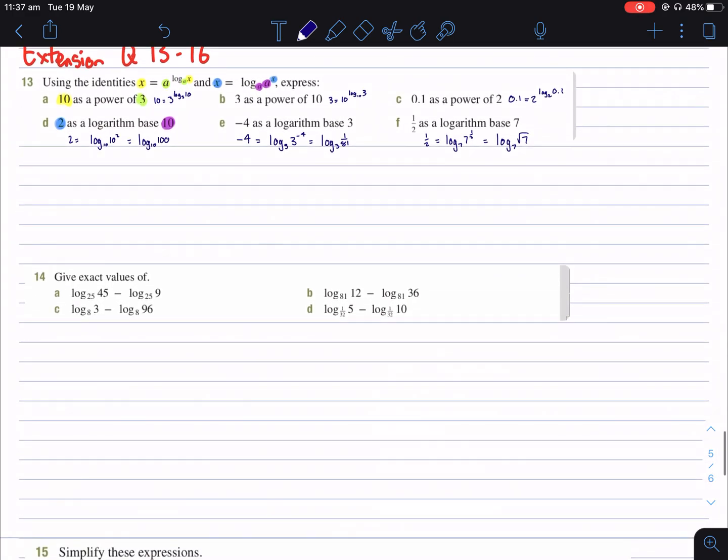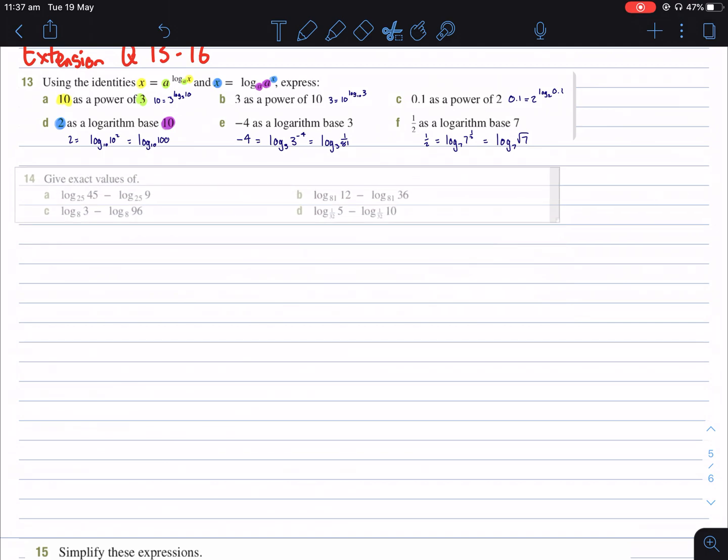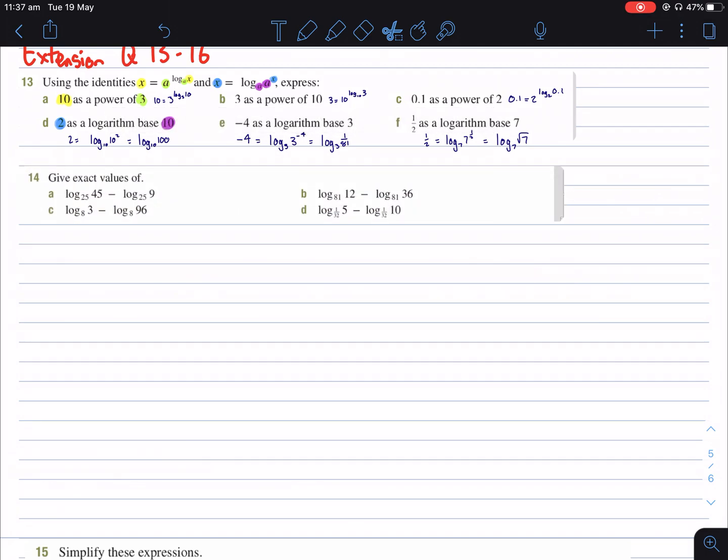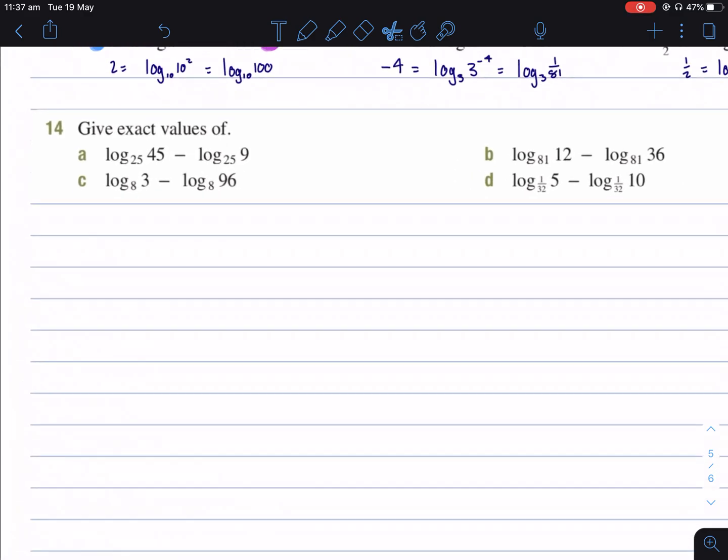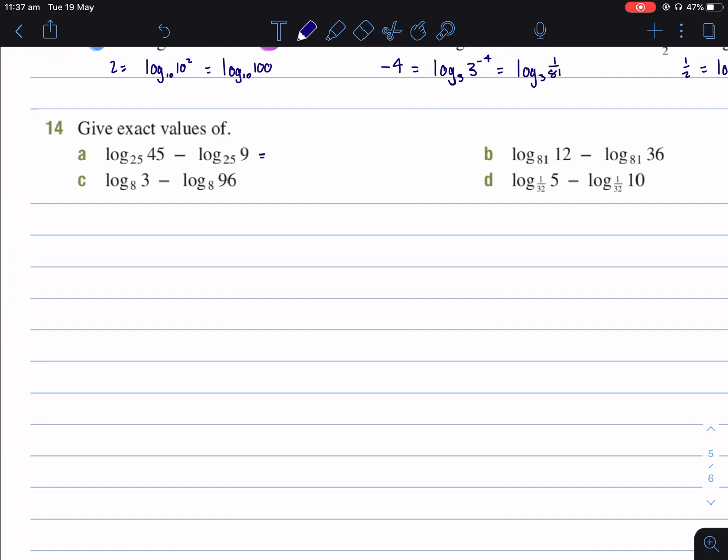So those ones were all about just figuring out which order we wanted them written. It's a weird thing, but being able to do that comes in useful later in the exercise. Give exact values of these things. Well, that's going to be the same as log base 25 of 45 divided by 9, which means it's log base 25 of 5.